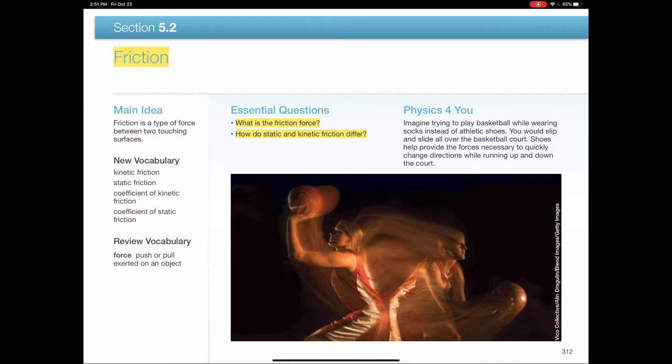In today's lesson, we'll learn about friction. The essential questions are, what is the friction force, and how do static and kinetic friction differ from each other?